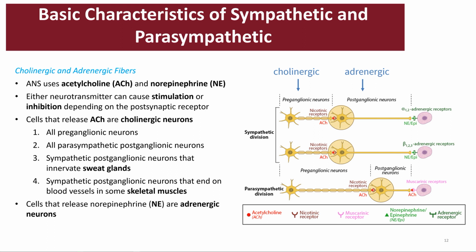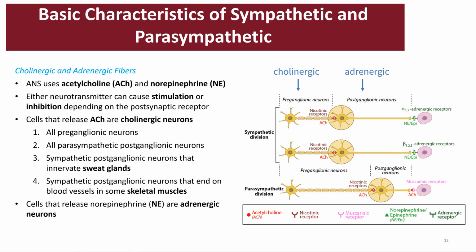The cells that release acetylcholine are considered cholinergic neurons, and there are 4 places where you can find them. Number 1, you can find them in all the preganglionic neurons. They release acetylcholine. They are also found in all the parasympathetic postganglionic neurons. And the exception to this would be in the sympathetic division, but only inside the neurons that innervate the sweat glands, and then the neurons that innervate the blood vessels and some of the skeletal muscle. Those are the only 2 places where you're going to have a sympathetic division relying on acetylcholine. Cells that then release norepinephrine or epinephrine are considered adrenergic.